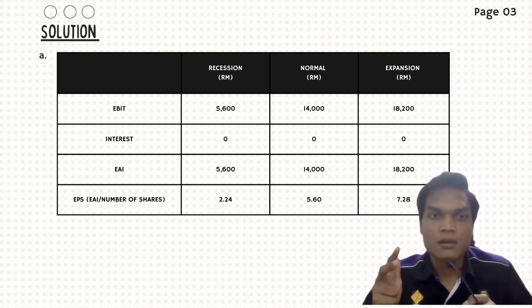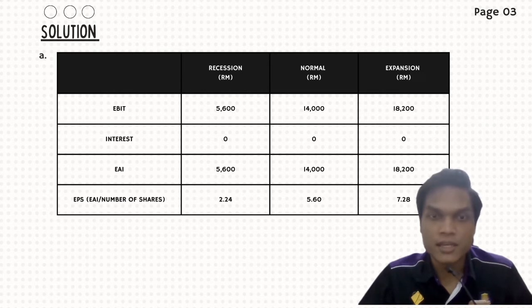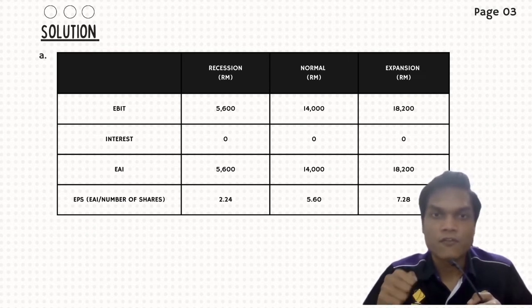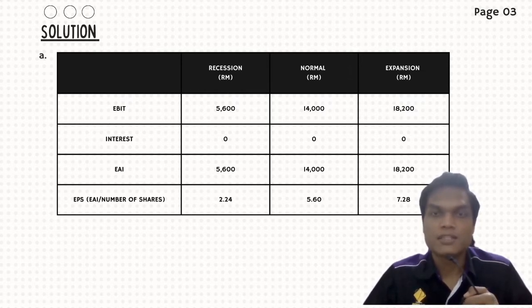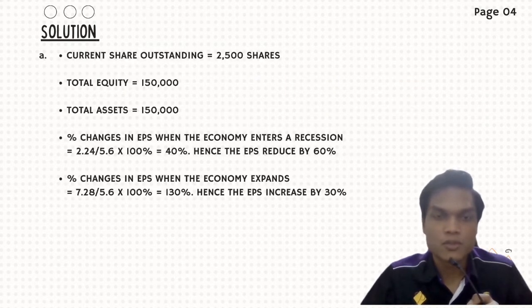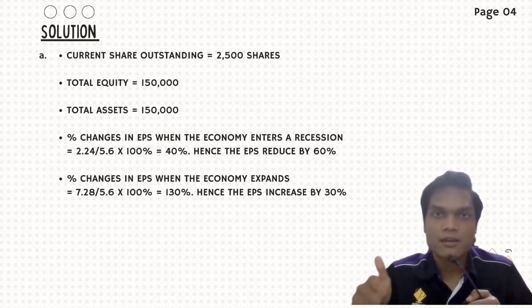The company currently has 2,500 shares outstanding, so we can straight away calculate the EPS for each condition. For the recession condition, it will be 2 ringgit and 24 cent. For the normal condition, it will be 5 ringgit and 60 cent, and for expansion, it will be 7 ringgit and 28 cent.